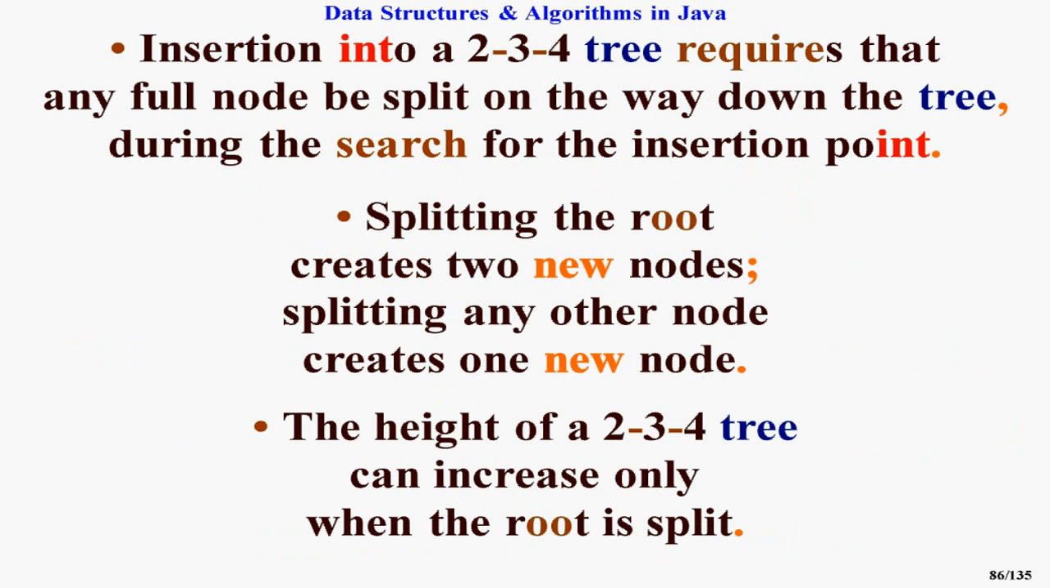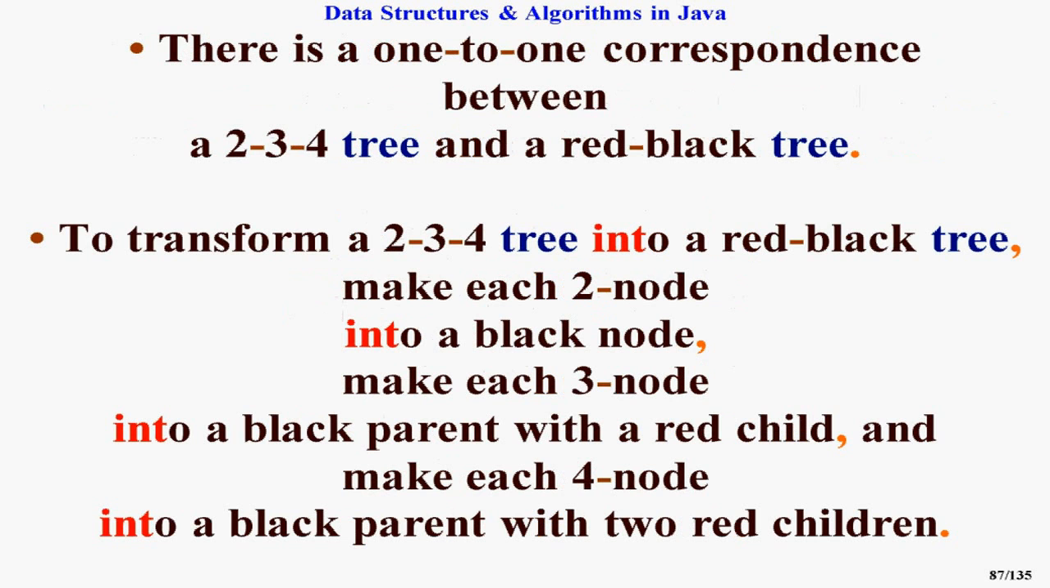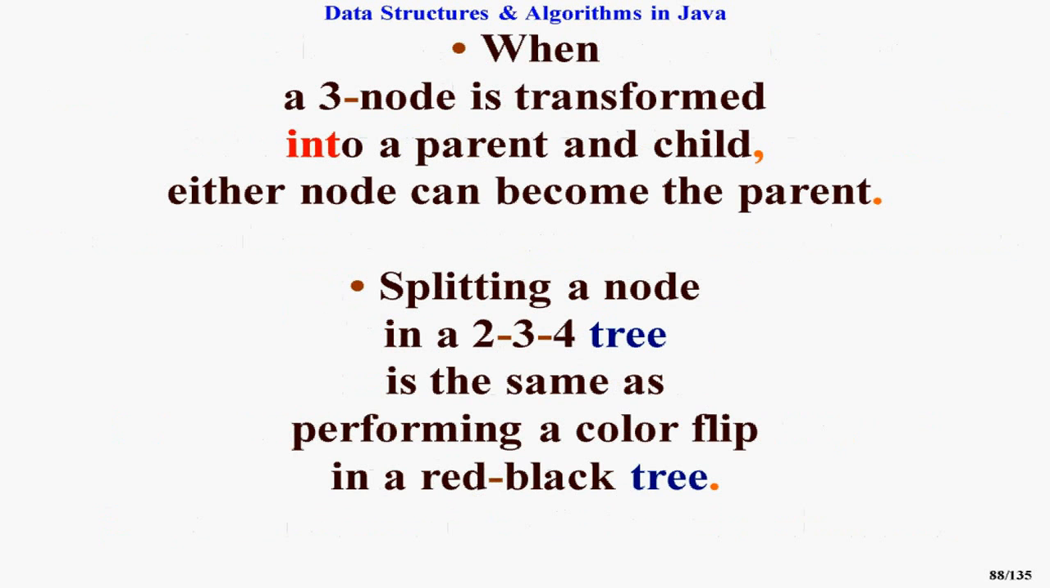Splitting the root creates 2 new nodes. Splitting any other node creates 1 new node. The height of a 2-3-4 tree can increase only when the root is split. There is a 1-to-1 correspondence between a 2-3-4 tree and a red-black tree. To transform a 2-3-4 tree into a red-black tree, make each 2 node into a black node, make each 3 node into a black parent with a red child, and make each 4 node into a black parent with 2 red children. When a 3 node is transformed into a parent and child, either node can become the parent. Splitting a node in a 2-3-4 tree is the same as performing a color flip in a red-black tree.